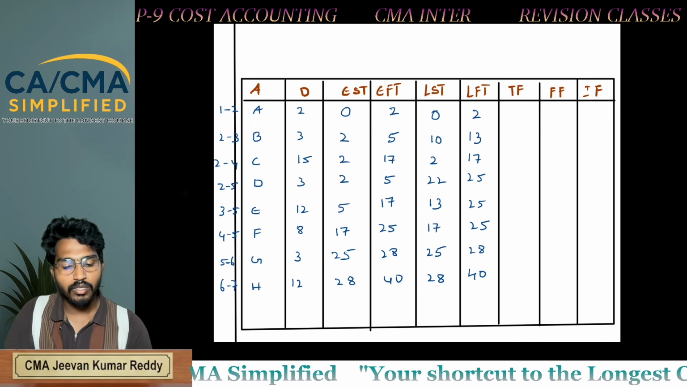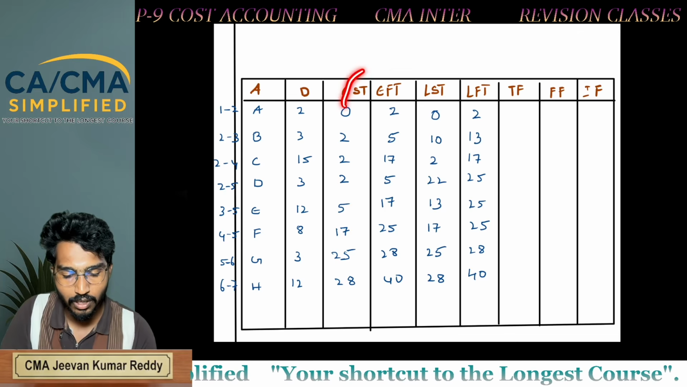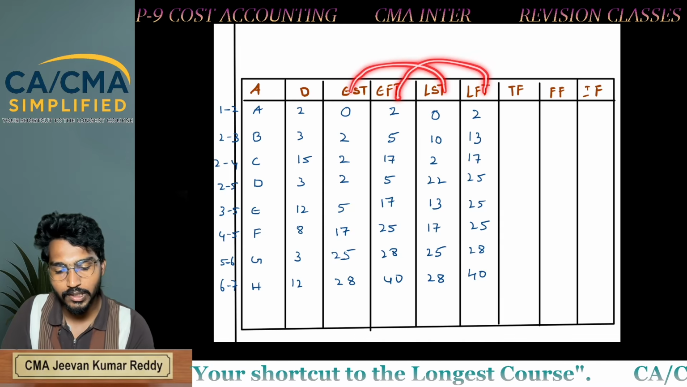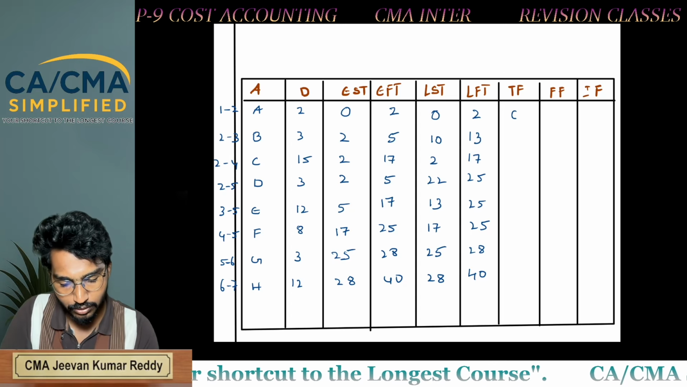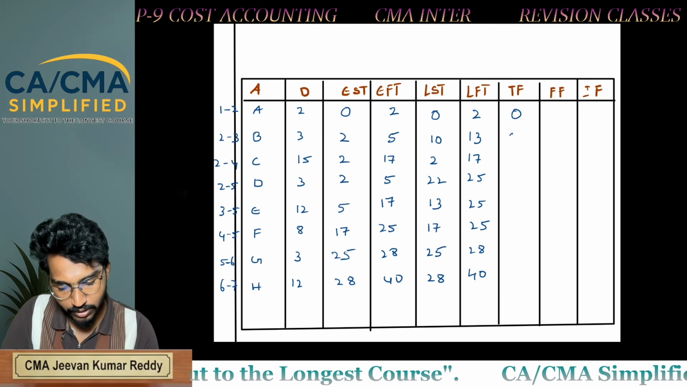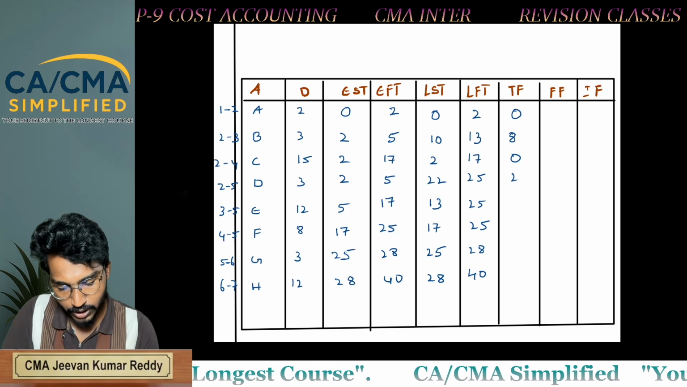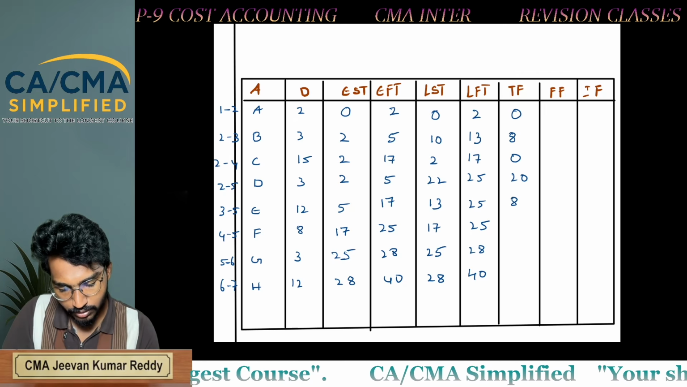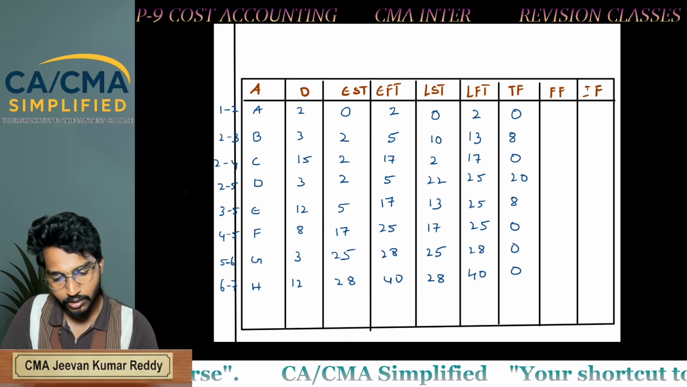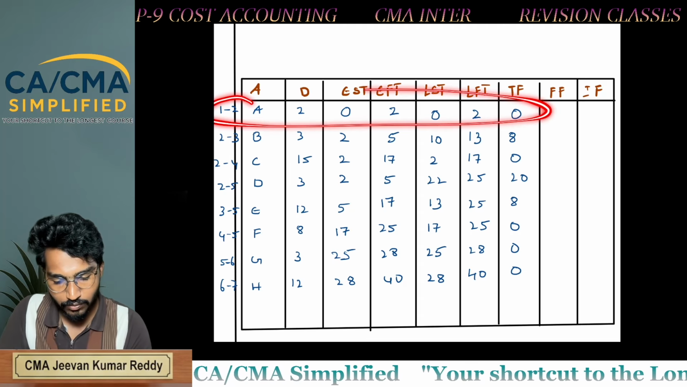Now, what is total float? How to calculate total float? It is the difference between start time and finish time. So difference between finish time and start time, you will get total float. That means 0 minus 0, 0. 10 minus 2, 8. 2 minus 2, 0. 22 minus 2, 20. 13 minus 5, 8. 17 minus 17, 0. 0, 0. So if you see, for critical activities, the float is always 0.